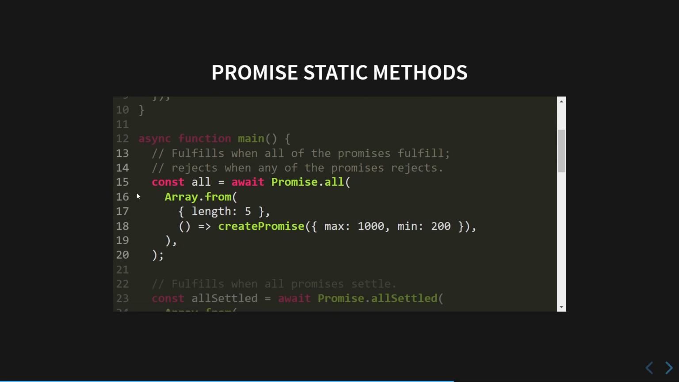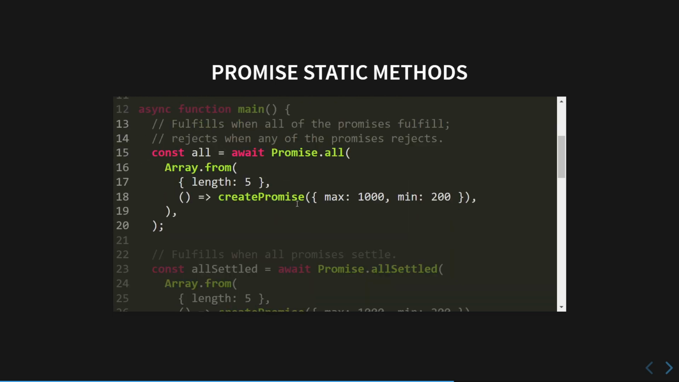And our first example that I want to use is promise.all. So promise.all fulfills when all of the promises fulfill and rejects when any of them reject. So all of the promises in the array of promises need to fulfill, or else it'll just reject entirely. This piece of code here just says create an array of length 5 filled with random promises that all resolve at different times between 200 milliseconds and 1000 milliseconds. So this will resolve because none of these promises are actually going to reject in this example.